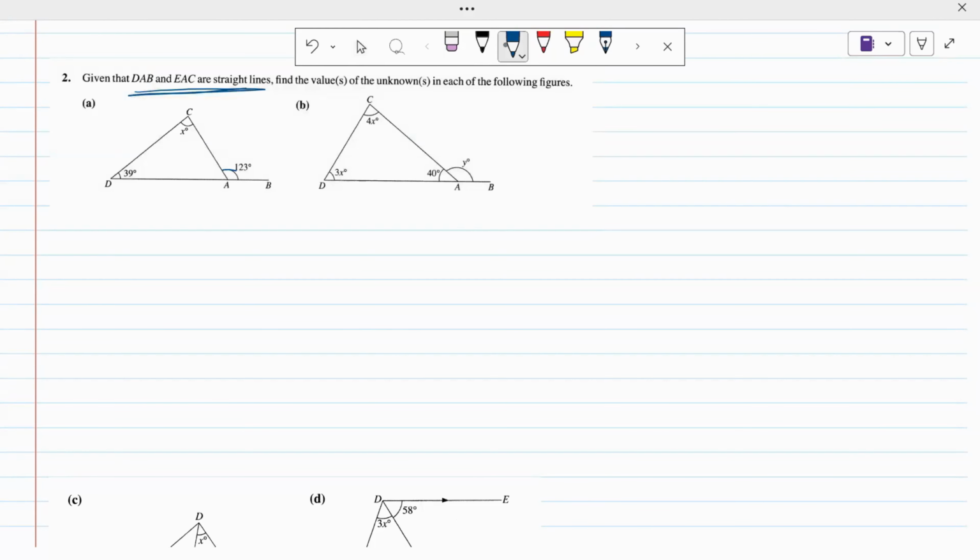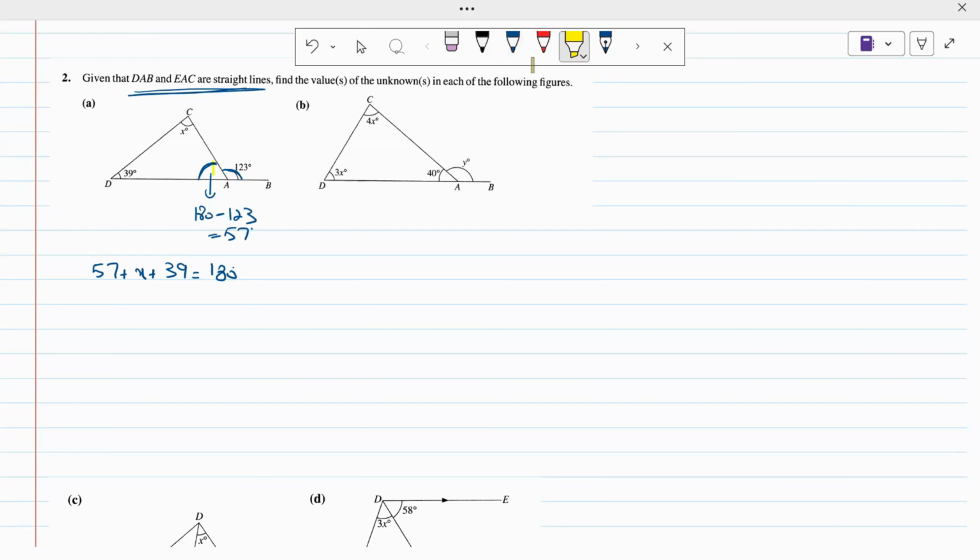if this is 123 degrees and it's a straight line DAB, as the question itself says, because of the straight line, this would be 180 minus 123, that's 57. And we have got inside the triangle, this is 57. With 57 known inside the triangle, we can now make the equation here. So it's 57 plus x plus 39 is equal to 180.